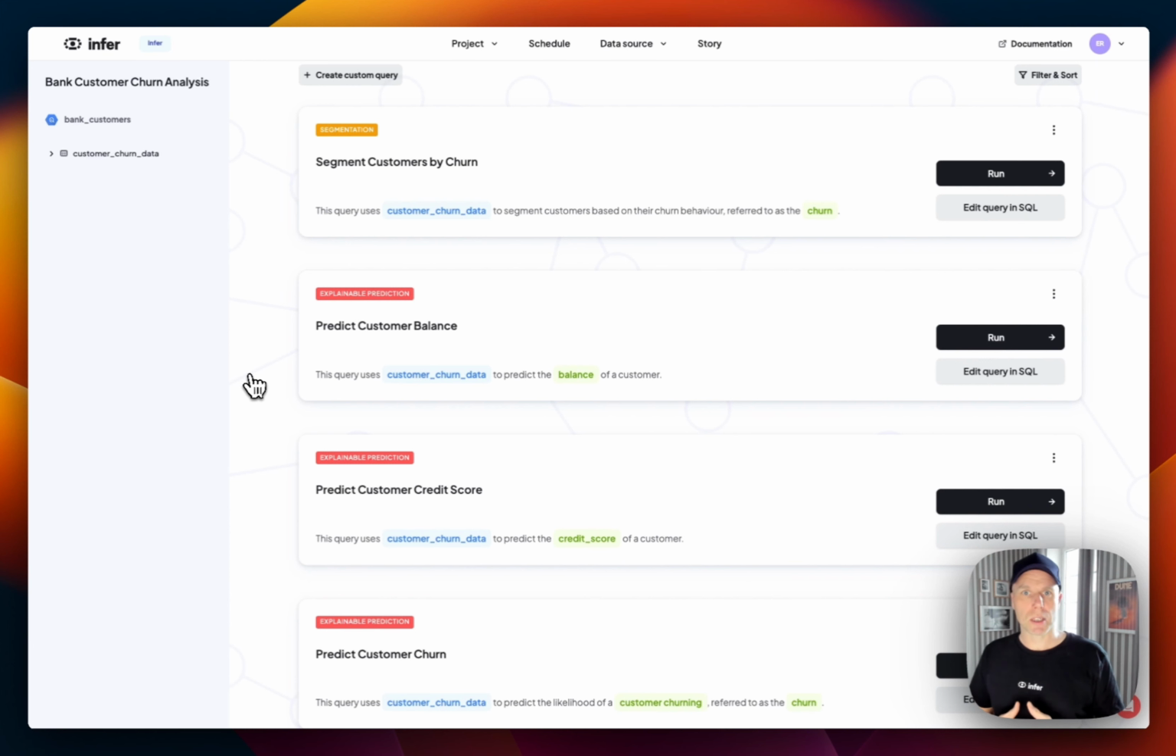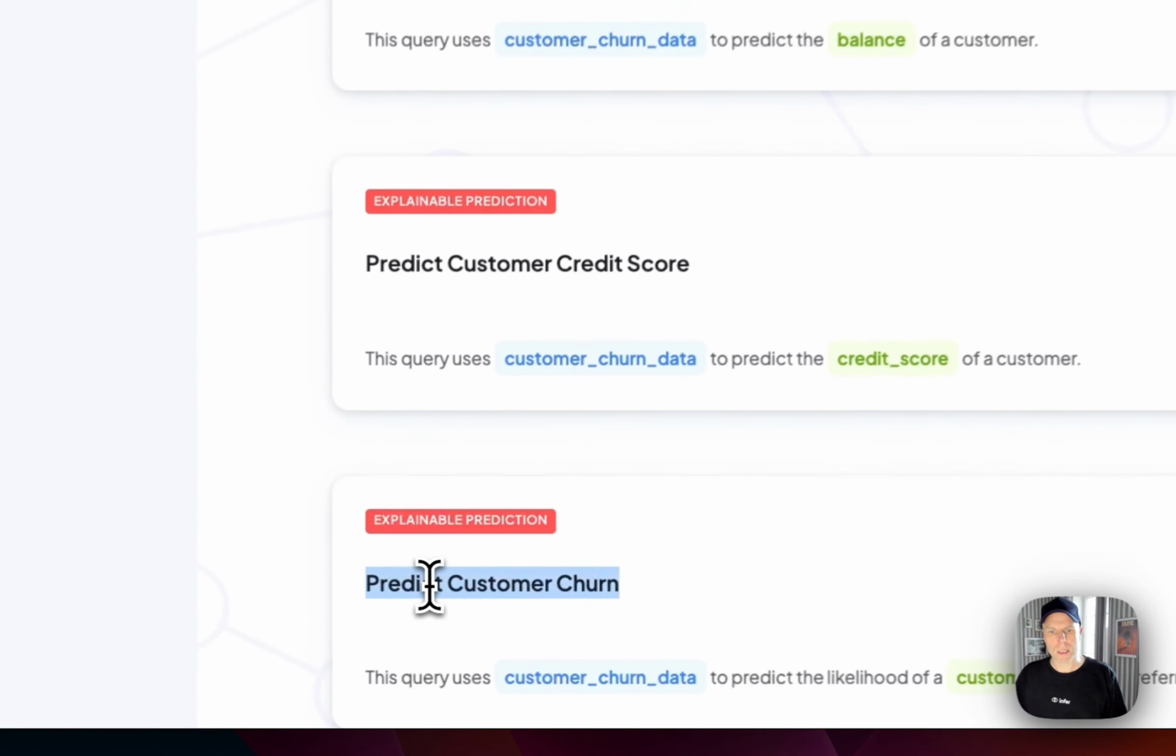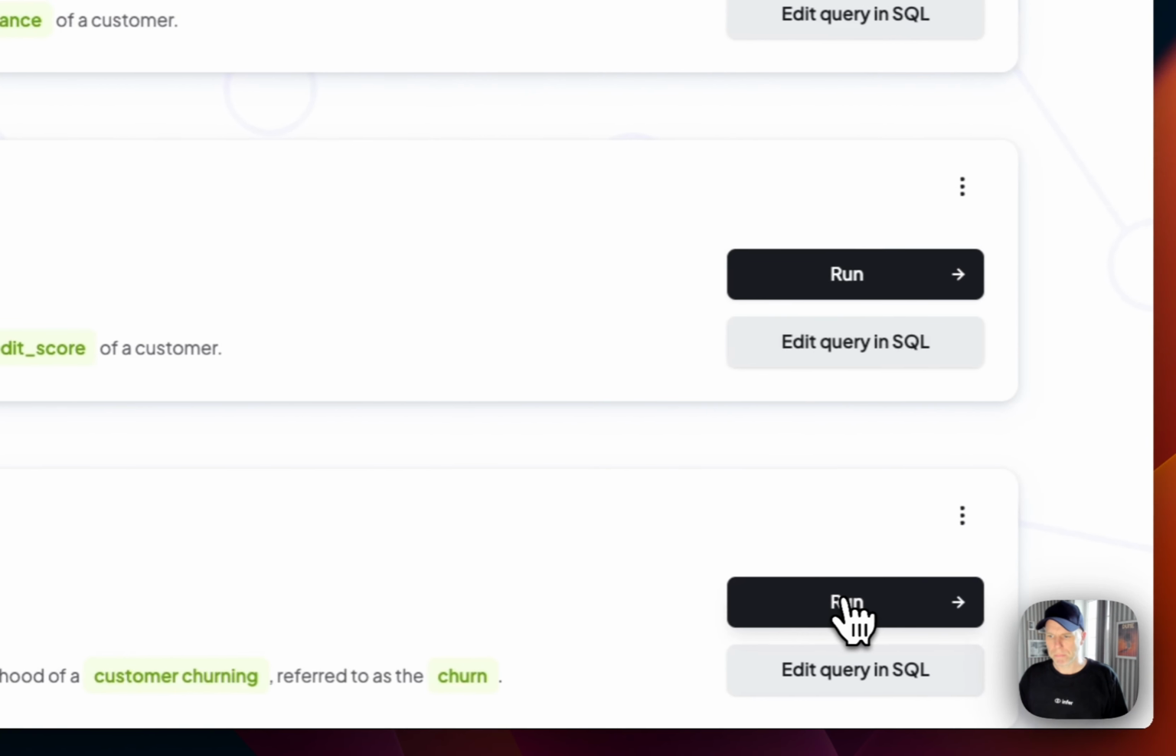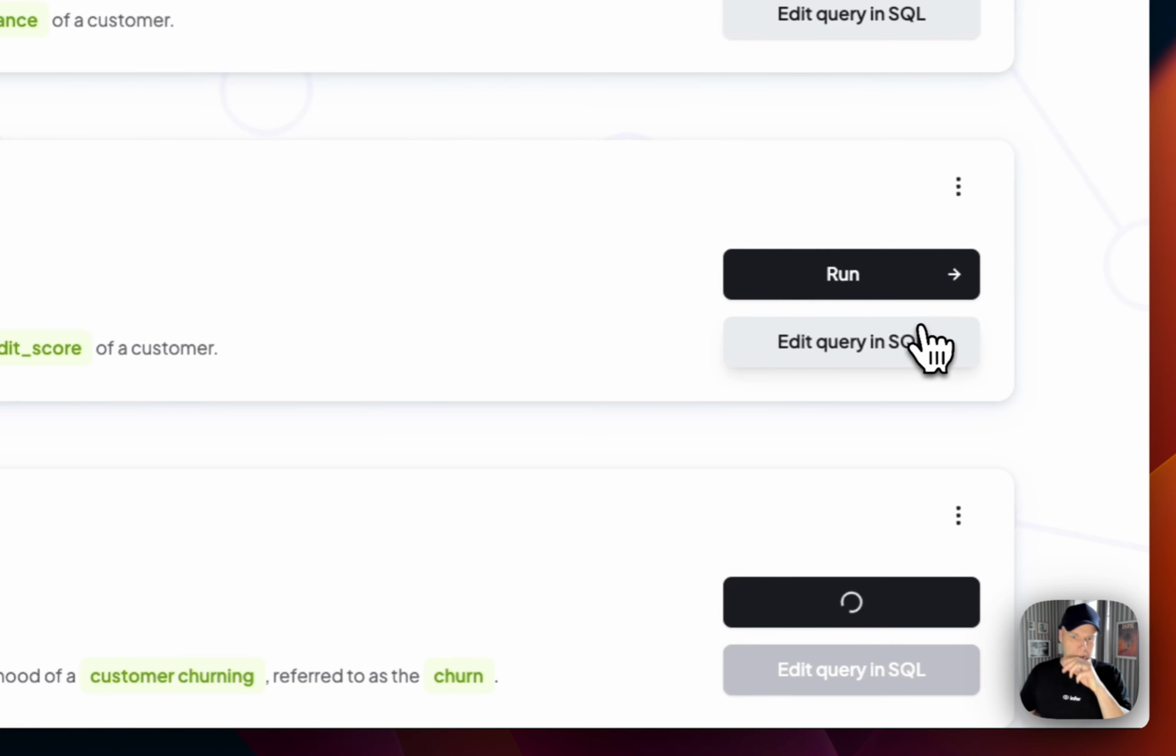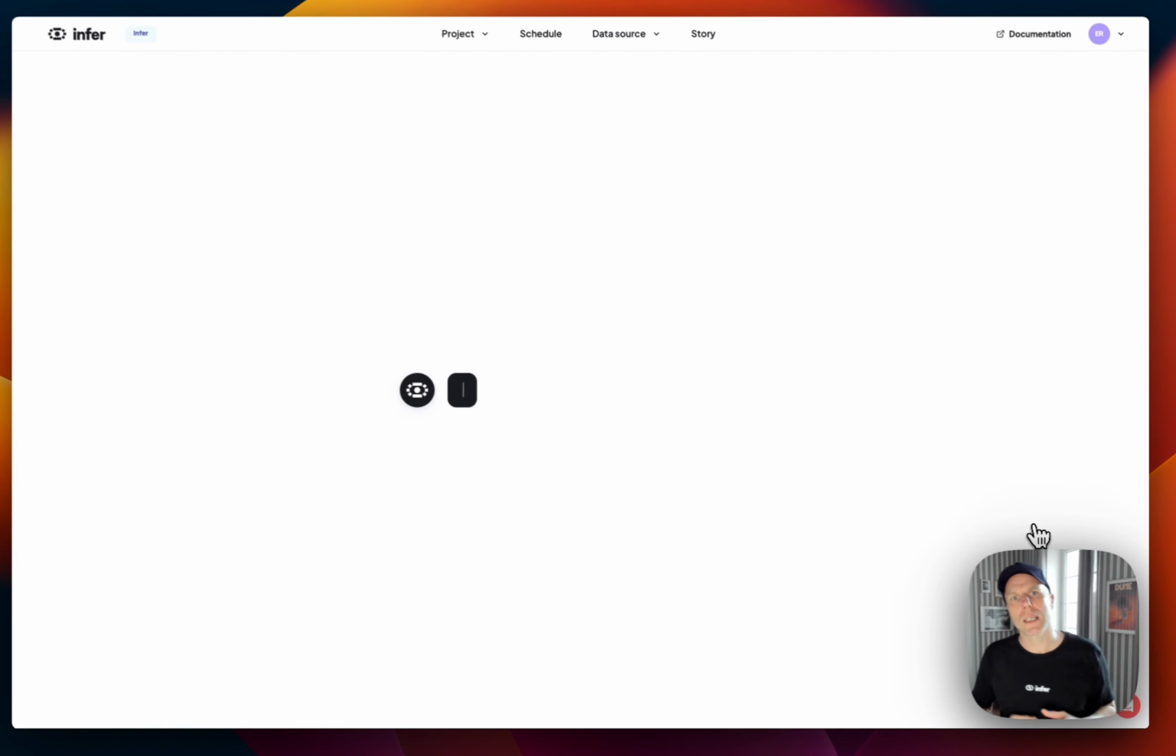You can then use that predictive model, 1, to feed back into your system of reference and operationalize, and 2, to analyze and get some understanding of the factors in your data that drive these attributes. So I'm going to pick the one at the bottom called Predict Customer Churn, the one I'm after, and click Run. It is now fetching the data from the data warehouse.